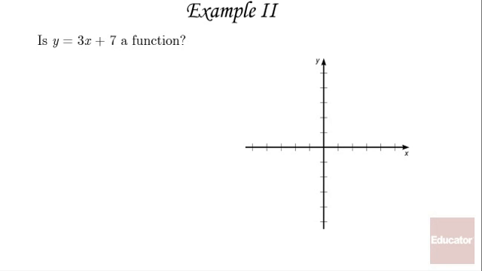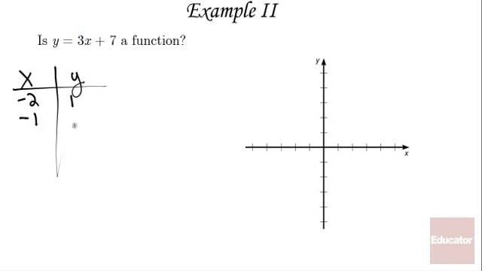Example 2. Is y equals 3x plus 7 a function? Well, one way to approach this is using the vertical line test. But in order to do that, I need to be able to graph this function. So what I'm going to do is assign some values for x, determine what y is, and generate some ordered pairs. So if x is -2 and I plugged it into this equation, I would get -2 times 3 is -6 plus 7, so I would get y equals 1.